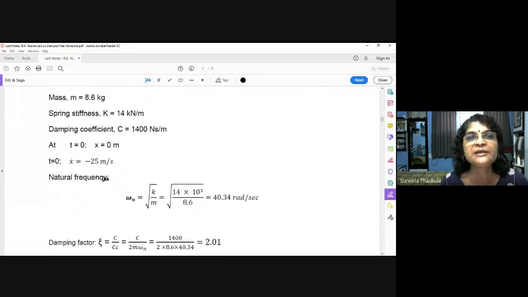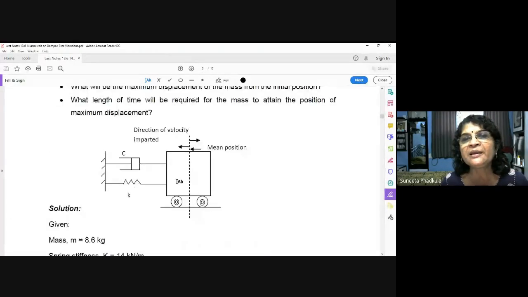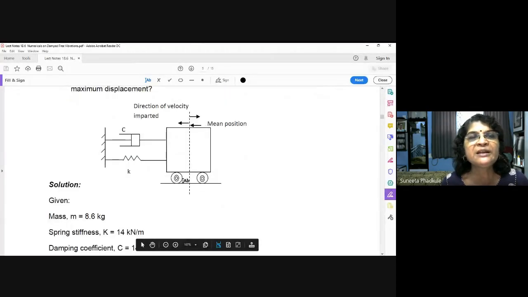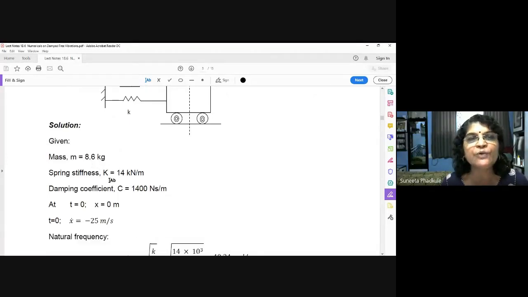This is the given data, and this is the system. The damper is there, the spring is there, and this is the mass, which is vibrating about this mean position. So what is the given data? M is equal to 8.6 kg, K is equal to this one, C is equal to this, and these are the initial conditions as we discussed right now.